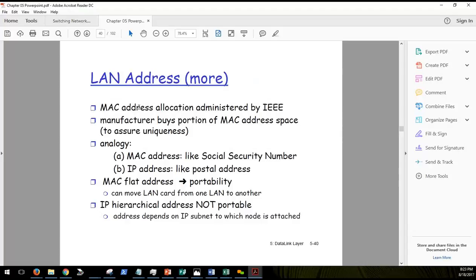MAC addresses are allocated. Allocation is administered by the IEEE, which is a professional organization. Manufacturers buy portions of the MAC address space, so they get assigned addresses that they can use on their systems.